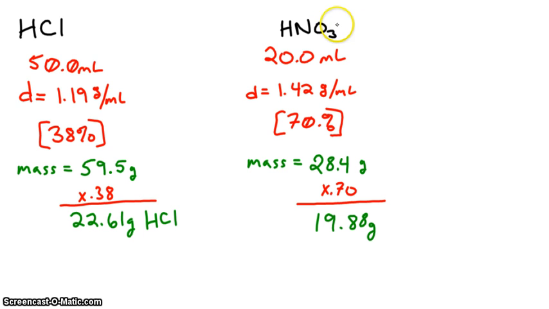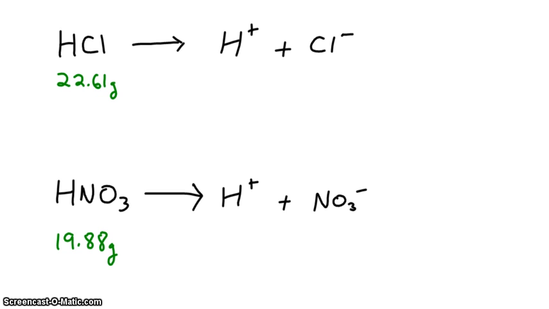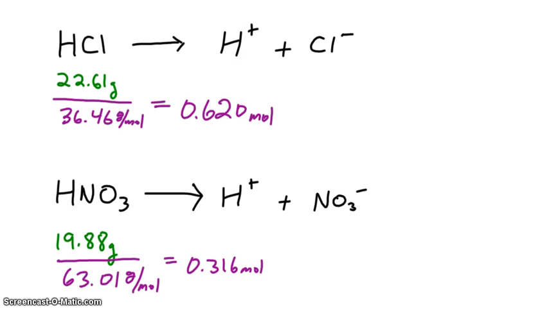70% of the 20 milliliters of HNO3 is actually HNO3. So multiplying the mass of the entire 20 milliliters by 0.7, we know that there's 19.88 grams of HNO3 in 20 milliliters. HCl and HNO3 are strong acids. They're going to completely dissociate. So from the mass, we need to convert it to moles and then figure out how many moles of H+ will be present in our solution. So converting the mass of each chemical to moles.